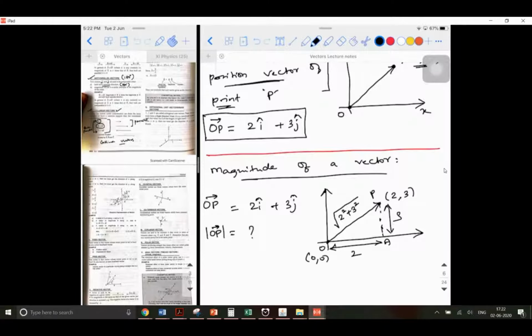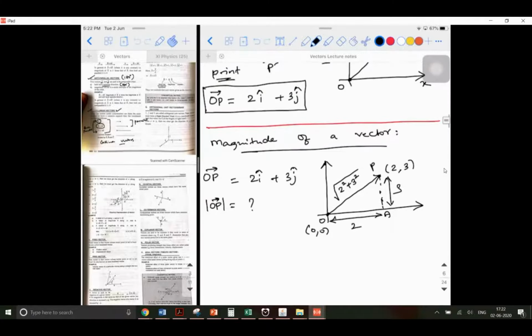So do you people remember the distance formula? If 2 points are there, x1, y1 and x2, y2, how do you find the distance between these 2 points? Root of x2 minus x1 the whole square plus y2 minus y1 the whole square. As simple as that. So you have 2 points in your hand, 0, 0 and 2, 3, right?